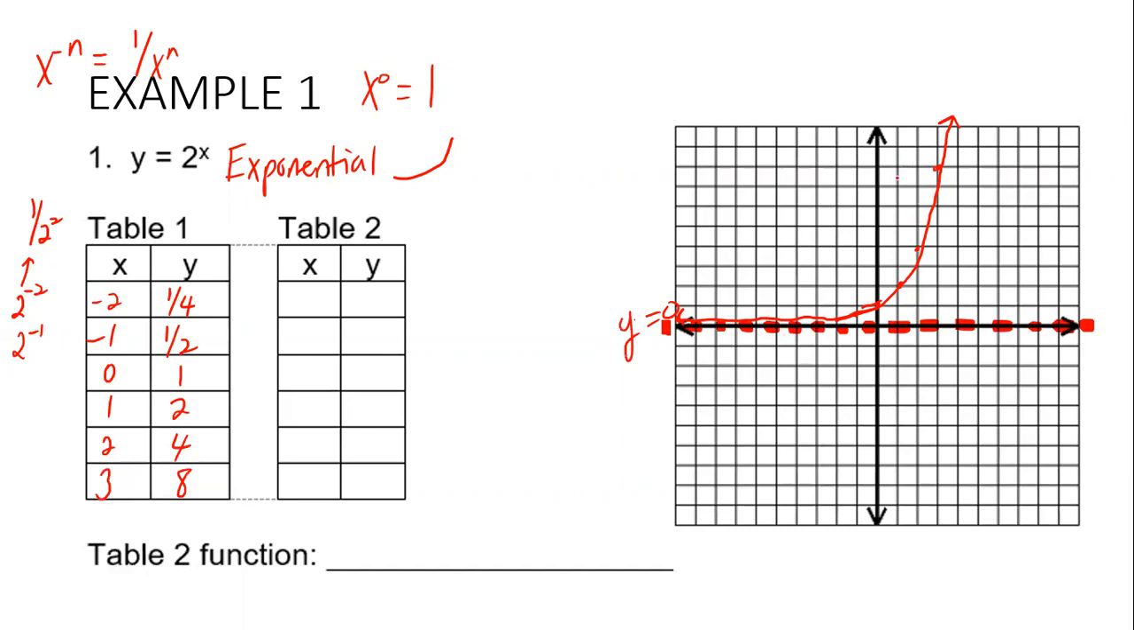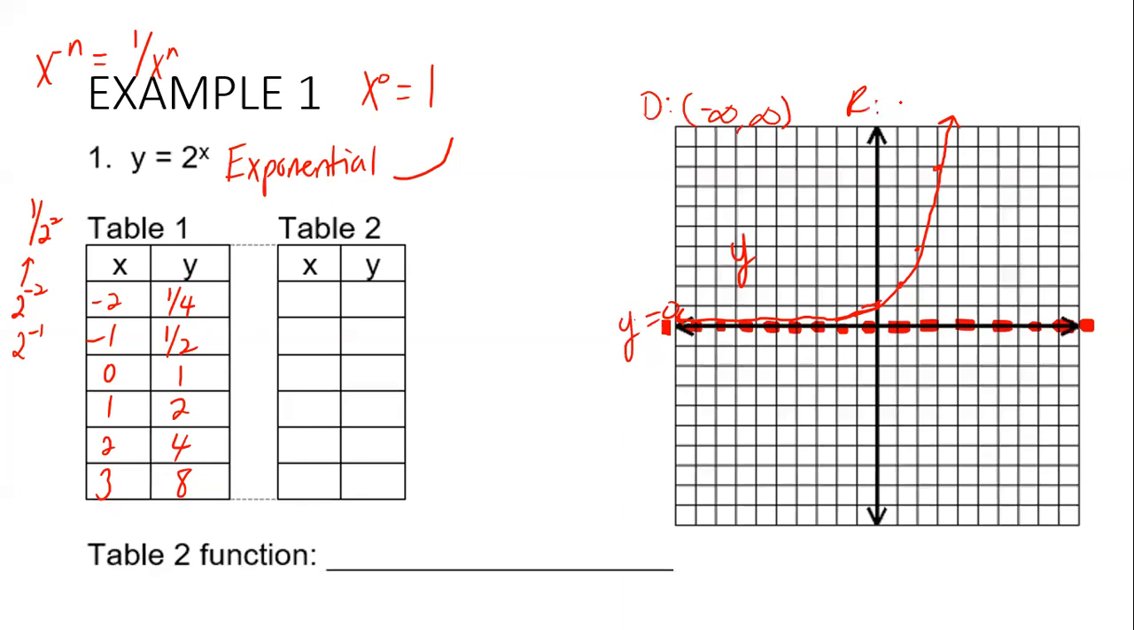Okay, so now looking at this graph, let's talk about what is happening with Y. What is its domain? From left to right, what's happening? All real numbers. Our domain is negative infinity to positive infinity. It goes forever to the left and forever to the right.